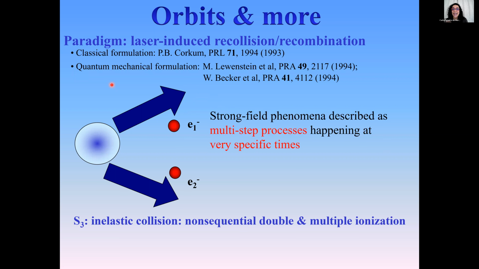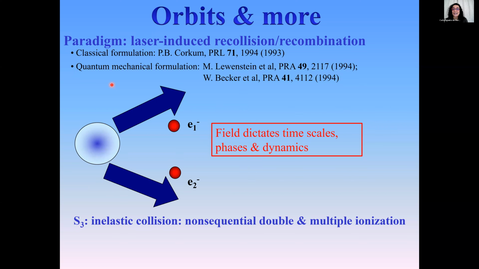So these things happen at very specific times, because tunnel ionization happens when the field is close to its maximum. Recollision, recombination happens when the field is close to a crossing. And this means that the field is dictating these time scales, is dictating the phases that the system picks up, and is dictating also the dynamics. Because you have a fraction of something that is a few femtoseconds, which is a cycle of the field, you are in the attosecond region, hundreds of attoseconds.